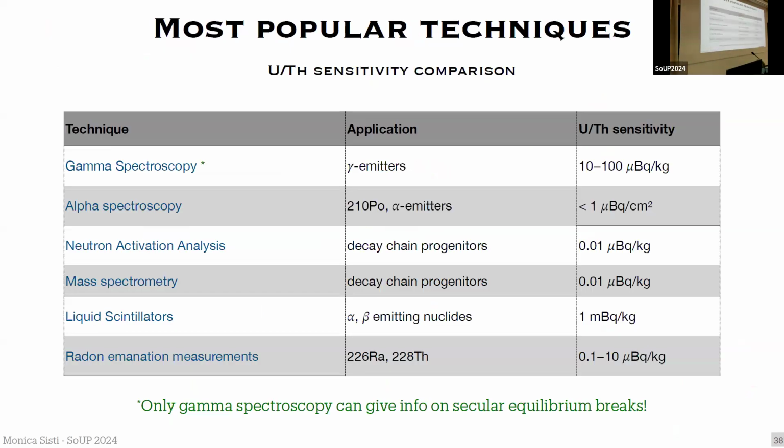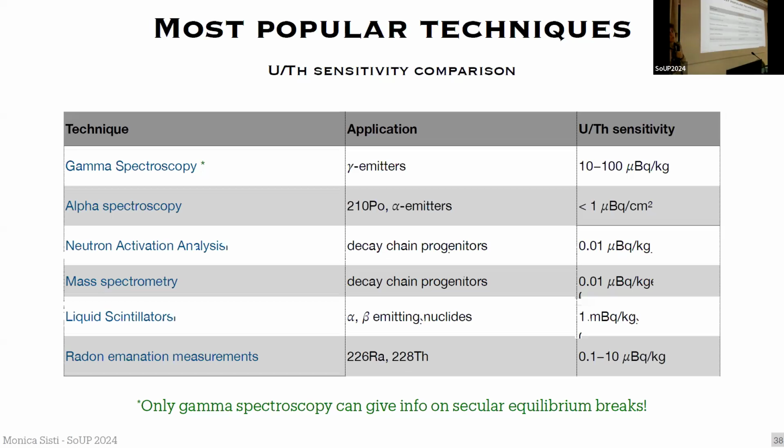So this is a table that more or less gives you the sensitivities that you can reach with the different techniques. These are the ones we will discuss in a few minutes. I want to highlight one point, alpha spectroscopy. You may ask why, since all the natural decay chains have many alpha decays, we don't do alpha spectroscopy. Well, alphas, as you know, travel very little in materials. So with alpha spectroscopy, you can access information only on the surface.